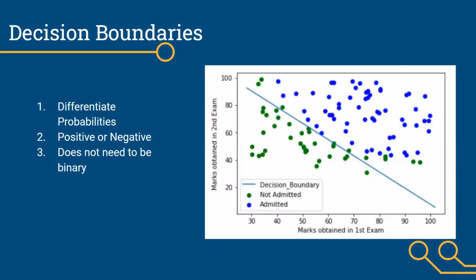So let's quickly go into decision boundaries. I'm not going to touch on this too much, but what we want to do is differentiate probabilities. We want to be able to say, hey, beyond this line, this is all admitted students, and this is all not admitted students, and what threshold you need to cross to get to one side or the other. Also, these don't need to be binary. A lot of our examples today are binary, but that is only one use case. You can have multiple variables. You can have multiple classification sets.